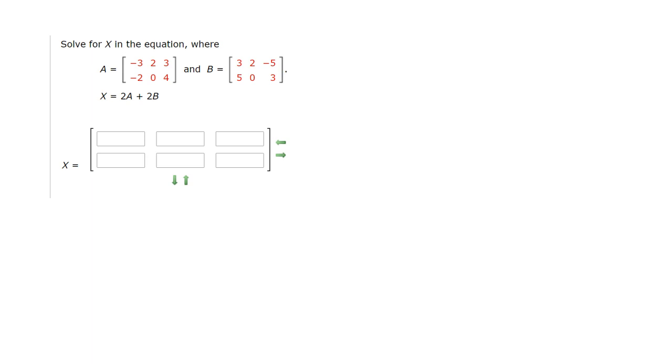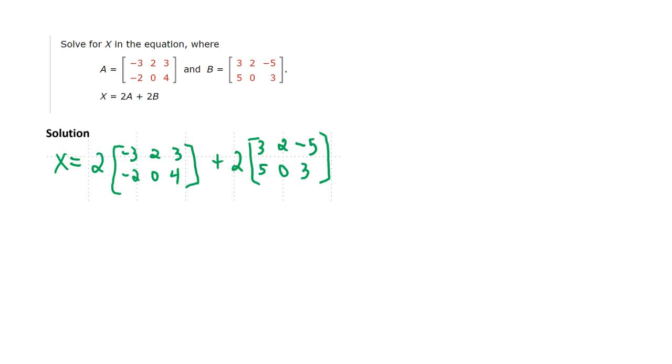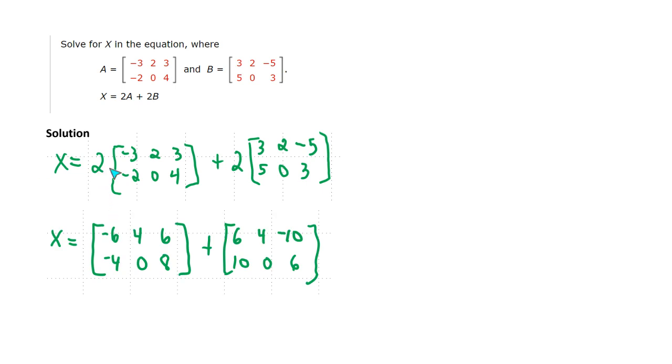So here it says solve for x in the equation where A is this matrix and B is this matrix. Okay, so let's set it up. Here I have x is equal to 2 times A, so here's A, plus 2 times B, here's B. First I'm going to multiply the 2 into this matrix. So 2 times negative 3 is negative 6, 2 times 2 is 4, 2 times 3 is 6, 2 times negative 2 is negative 4, 2 times 0 is 0, 2 times 4 is 8.